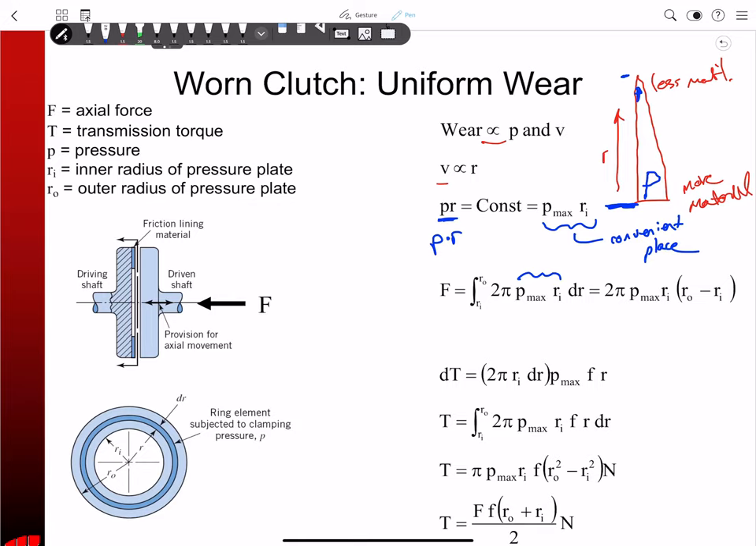So what is my force, right? It is my area, 2 pi r dr, and then I multiply that times pressure, and that gives me a force, right? So that's my integrated force. And when I go through and do this integration, I wind up with this here. It's 2 pi times the maximum pressure times the inner radius. Remember, this is a constant, times RO minus RI.